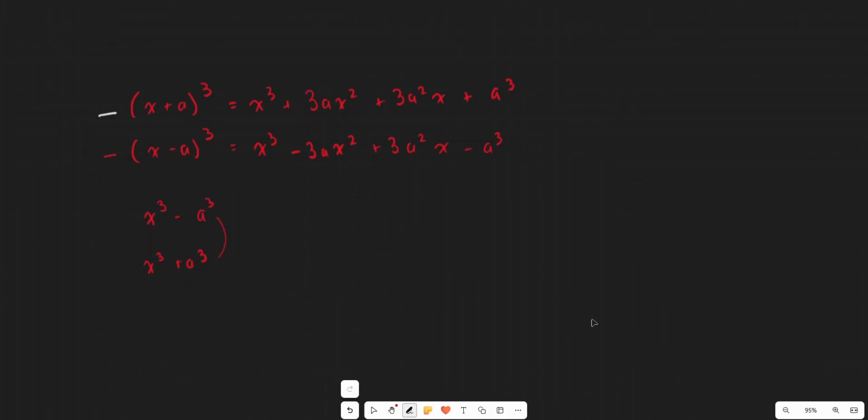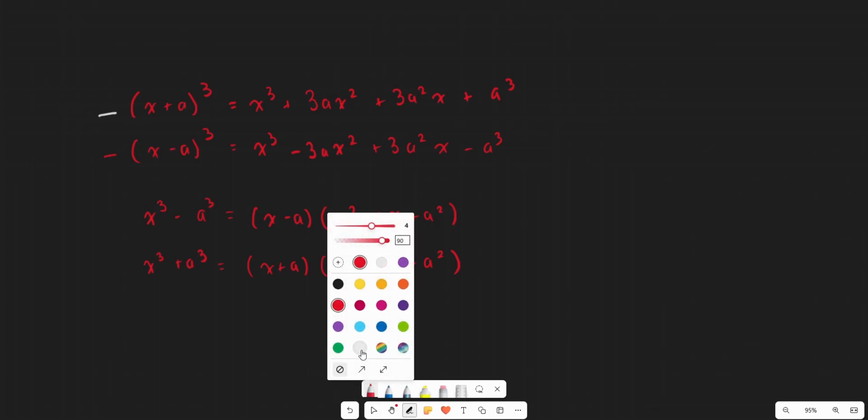Okay, let's form these two equations. I'll just give you what the formula is first, and then we can plug in some values and see how it evaluates. For the difference of two cubes, the formula is x minus a times x squared plus ax plus a squared. And for the sum of two cubes, it's x plus a times x squared minus ax plus a squared.